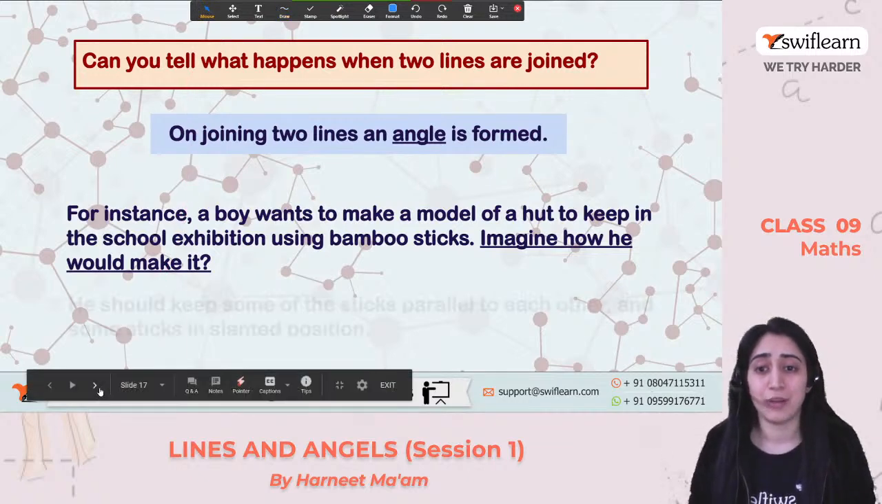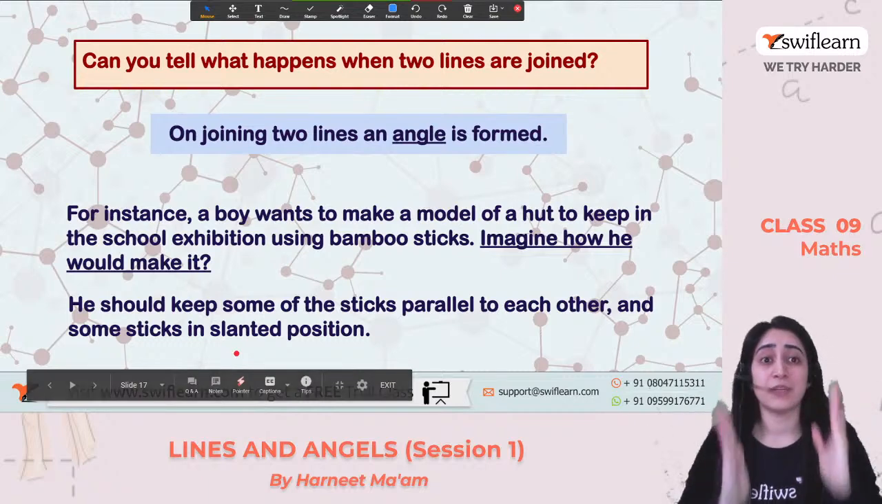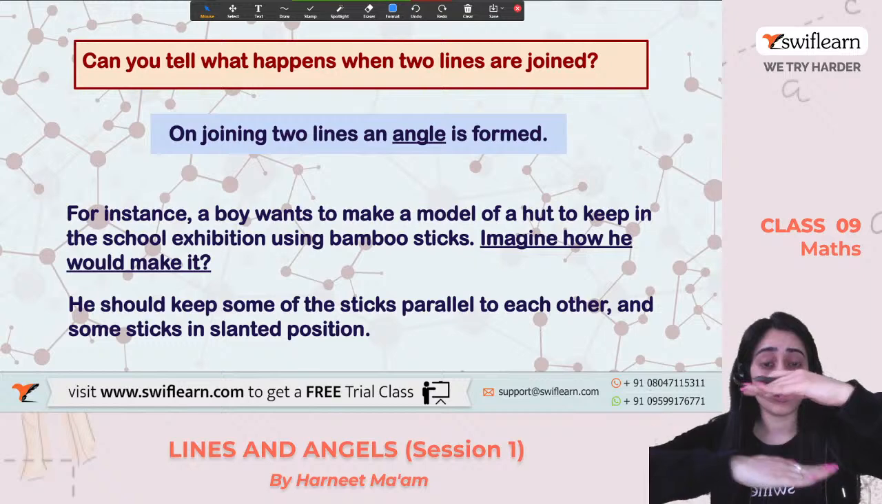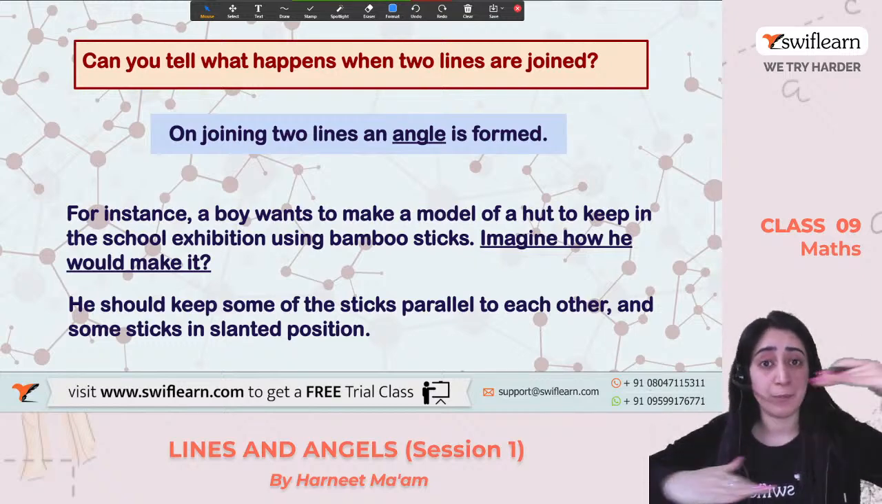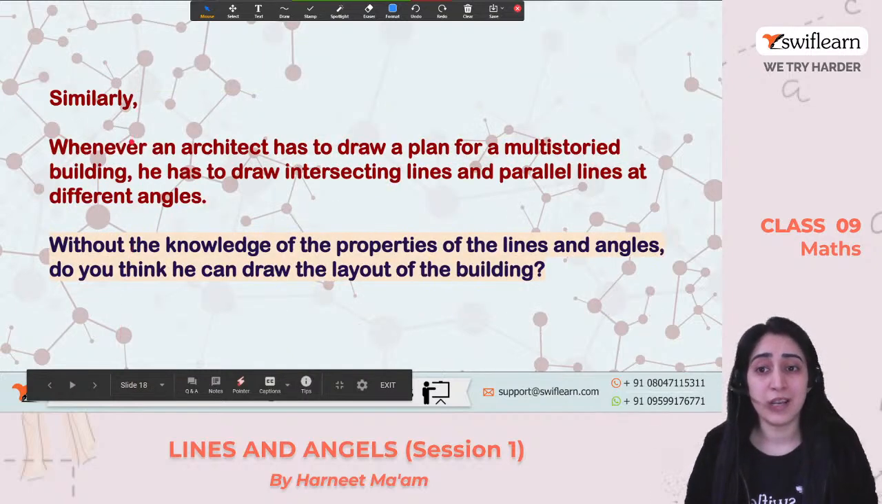Great. So we should keep some of the sticks parallel to each other and some sticks slanting. Some of them would be slanting, some of them would be parallel, some of them will meet and make an intersection. So these two are intersecting at a perpendicular, but they are parallel to each other as well. Right? Good.